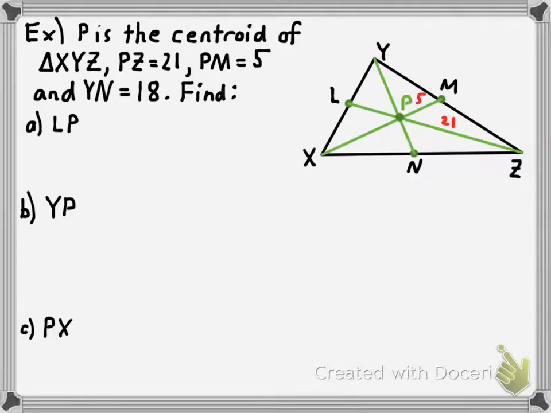Alright, now PL happens to be the shorter part of that median, right? And I have essentially told you that the longer part of a median is twice the length of the shorter part of a median whenever the centroid is drawn there. And so we can say what's half of 21? 10.5. That's going to be the distance from L to P.